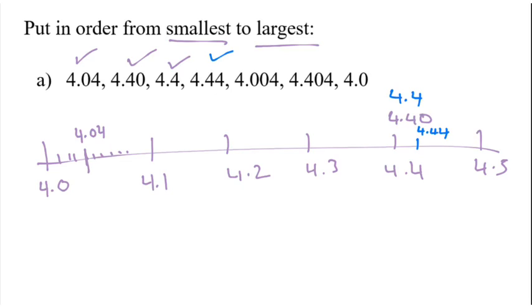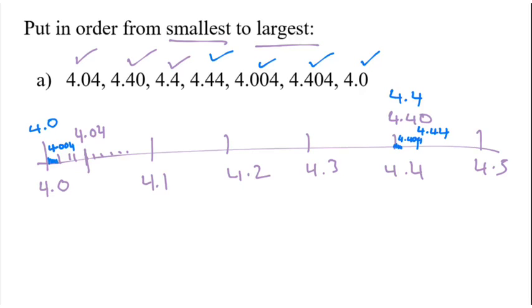Then I have 4.004, so I'm going right back to the left hand side now. 4.004 is going to be breaking this down even smaller, so somewhere in here, 4.004. And 4.404, so I'm going back up to my 4.4s, and I'll be breaking this down into teeny bits again, and there's my 4.404 in there. And last but not least, 4.0 itself, so right on the bottom there.